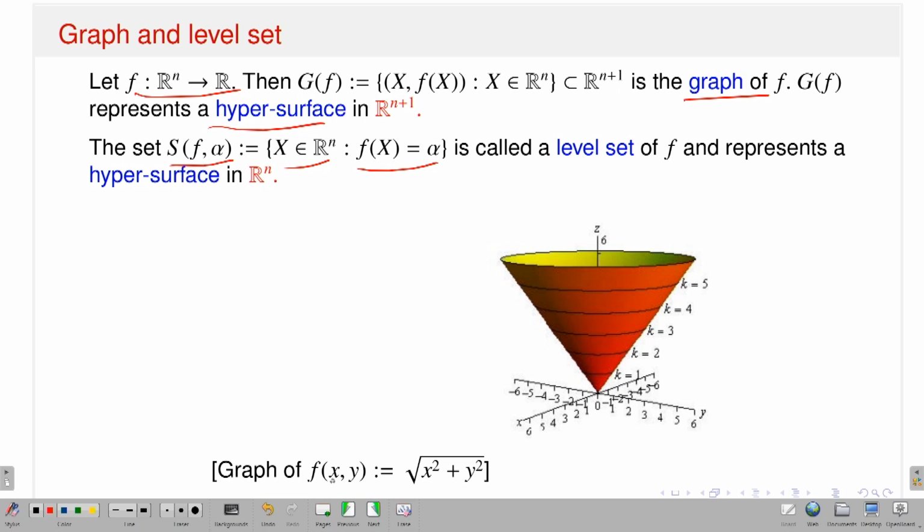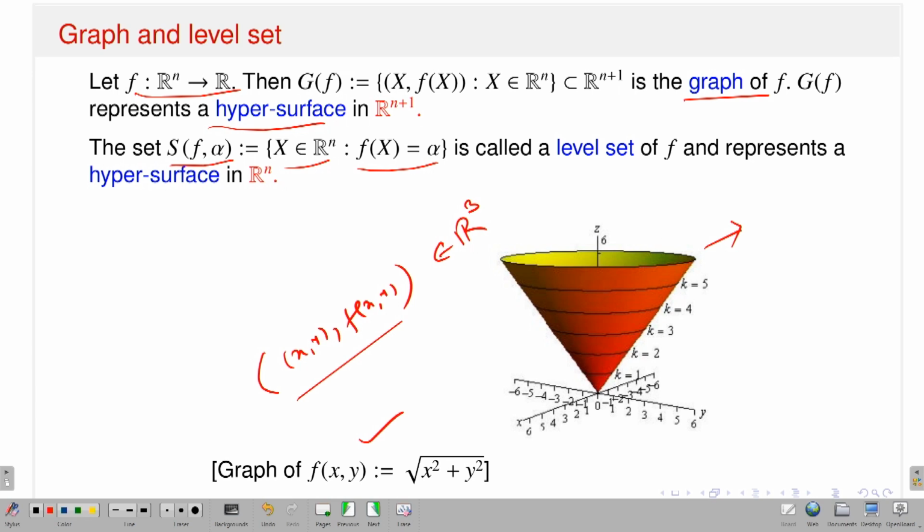For example, this is a kind of graph of the function f of x, y equal to square root of x squared plus y squared. If I take the graph of this, I take the point x, y, f of x, y, that means x comma y and then f of x, y. So, this will be a point in where? A point in R3, right. So, if I draw it, it will be a kind of graph. This is the graph of the function f, square root of x squared plus y squared.